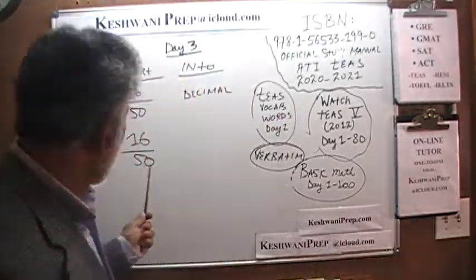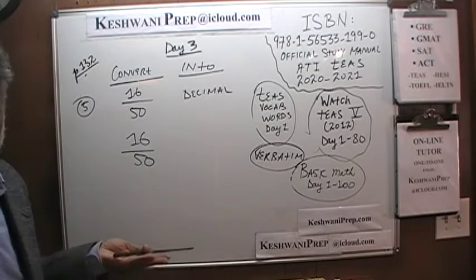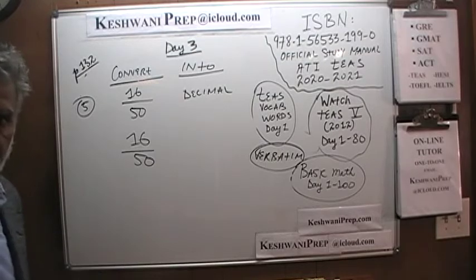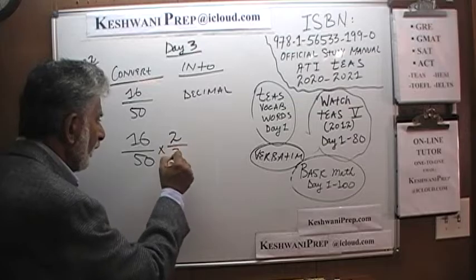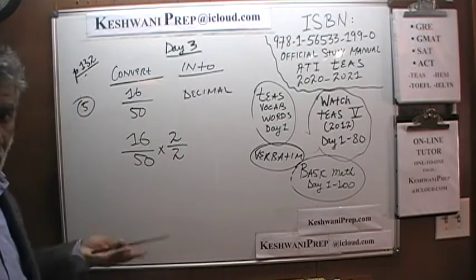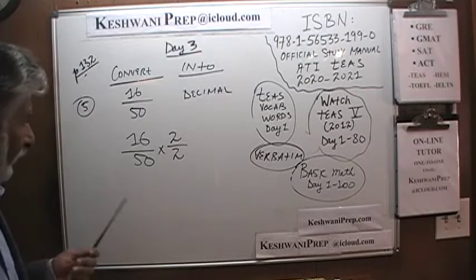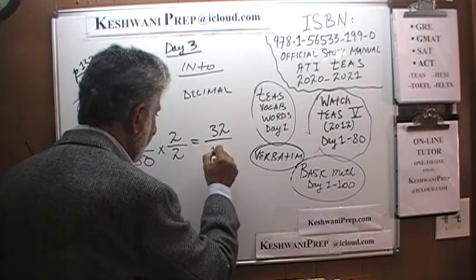So if we can somehow convert this bottom into 100, we're home free, because then we can very easily divide the top, whatever it is, by 100. Or we convert 50 into 100. It's very easy. Multiply the top and bottom by 2. Voila. Because 2 over 2 is 1, we haven't changed its value, because multiplying anything by 1 doesn't change its value. So now we have 16 times 2, which is 32 over 100.